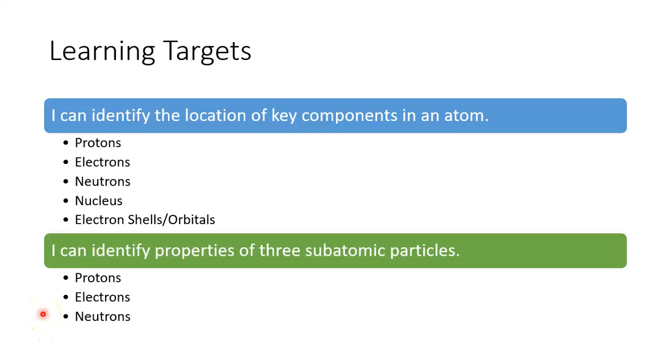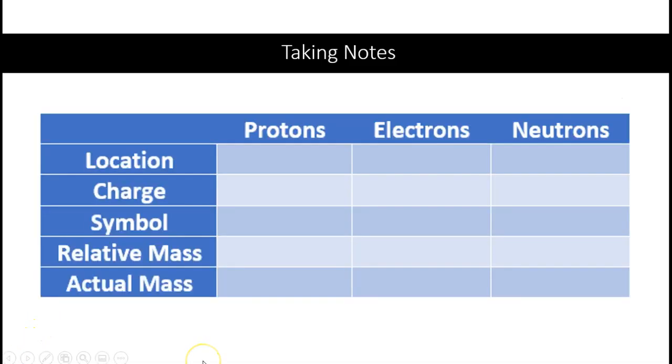By the end of this lesson, you should be able to identify the location of the key components in an atom, which are the protons, the electrons, the neutrons, the nucleus, and the electron shells. And you should be able to identify the properties of the three subatomic particles, which are the protons, the electrons, and the neutrons.